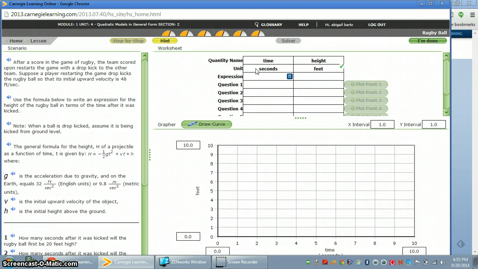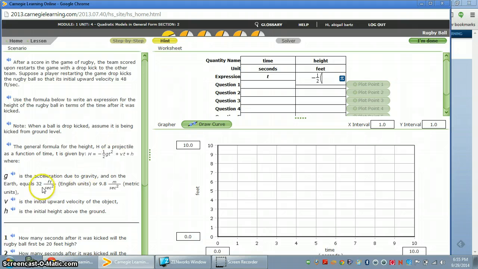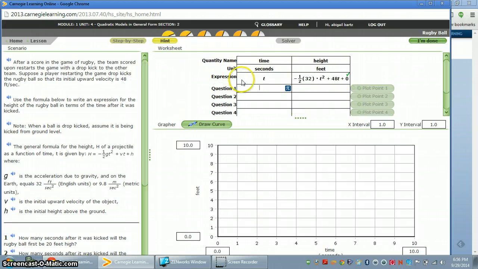And you can use x, you can use t. Since this equation used t, I'm also going to use t. And then what it wants you to do is substitute in what you have here. So again, I know that I have -1/2 times gravity, because we're dealing with feet, is the 32 feet per second squared, times t squared. And then it's plus my initial velocity, as it's set up here in the word problem, is 48t. And it's being kicked from ground level, so the height would be 0. Again, you could simplify that however you wanted.